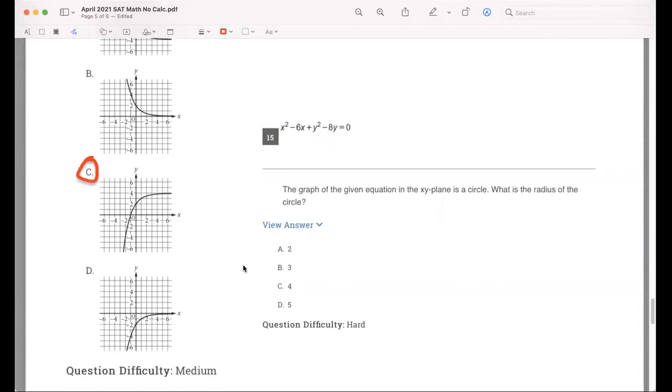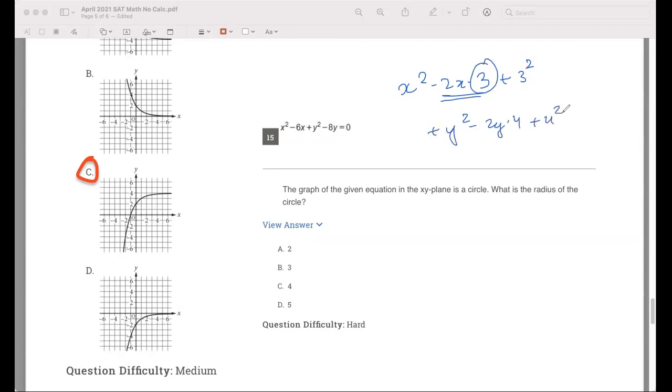Now question 15, the graph of the given equation is a circle. What is the radius of the circle? I'm going to complete squares here. x squared minus 2x into 3 plus 3 squared, and y squared minus 2y into 4 plus 4 squared is equal to, and I'll add 3 squared and 4 squared to the right hand side.